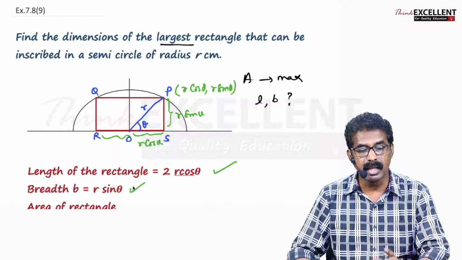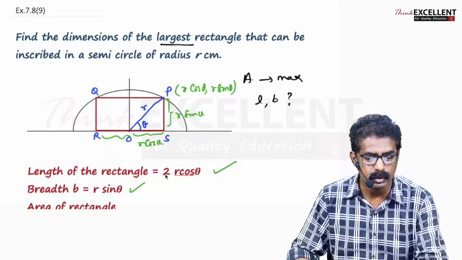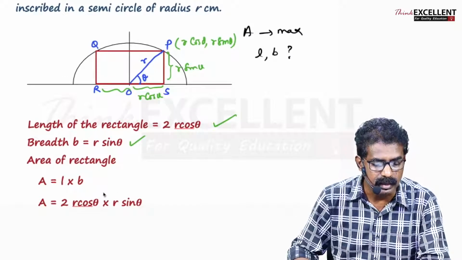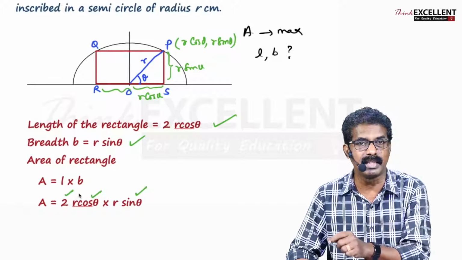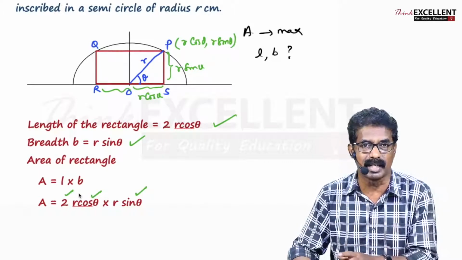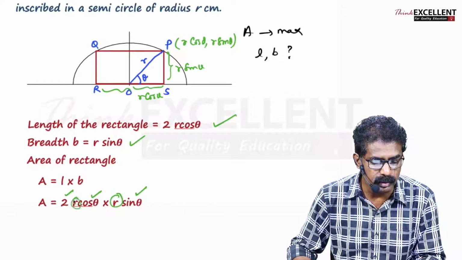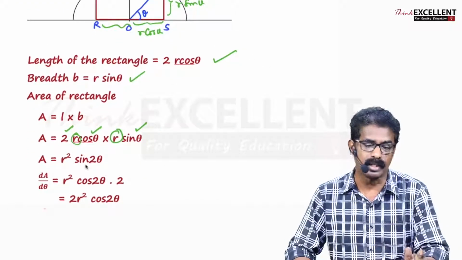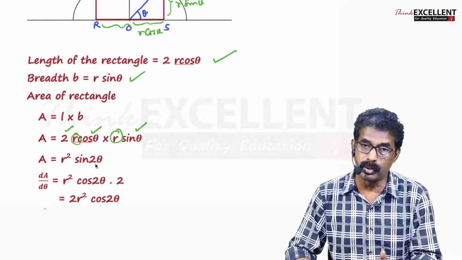Now area is maximum. So area is what? Length into breadth. What is length? 2r cos theta into r sin theta. Please listen. Sin theta is there, cos theta is there, 2 is there. Combine all these three. 2 sin theta cos theta, sin 2A is 2 sin A cos A, right? So this is sin 2 theta. What is left out? r into r, and that is r square. So you are getting r square sin 2 theta. So now A is a function of theta alone.